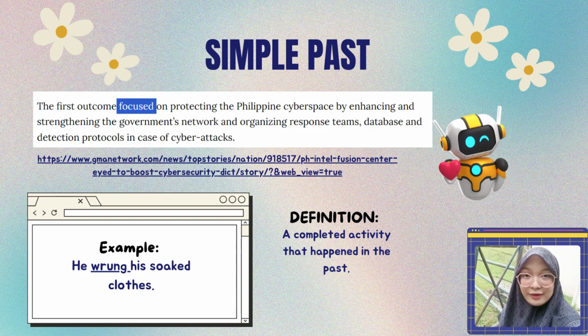The first outcome focused on protecting Philippine cyberspace. Do you realize that we use focused, not focuses? This is because the event had taken place. For instance, he wrung his socks.